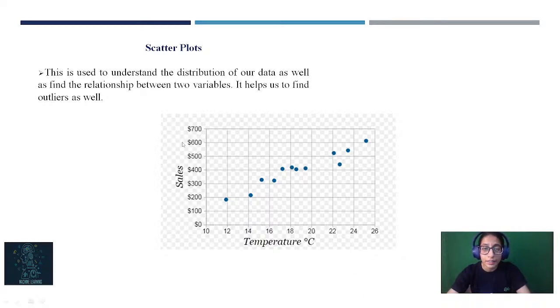Okay, suppose in this scatter plot we are making a relation between sales and temperatures, correct? So here we have a scatter plot. Scatter plot means we are representing the plot with the help of dots, and they are not fixed on a single line or a single axis. These are distributed, we can say.